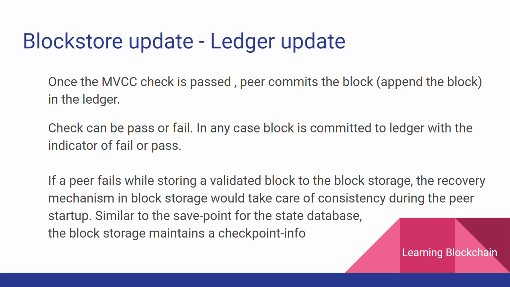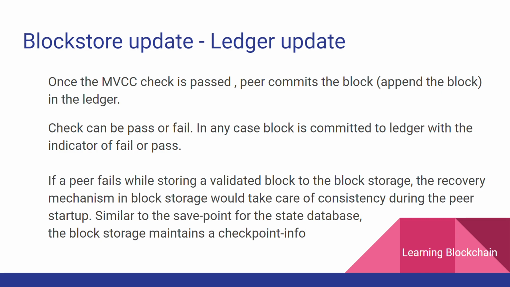It can happen. The failure can happen. But in any case, the block will be committed, because we have to maintain the record that there was some transaction which tried to do some kind of bad manipulation, or somehow the read sets are not matching, or the endorsement policies are not matching. This kind of information also needs to be kept inside the blockchain system. So in any way, the blocks will be committed, and the blocks will be stored inside the file system.